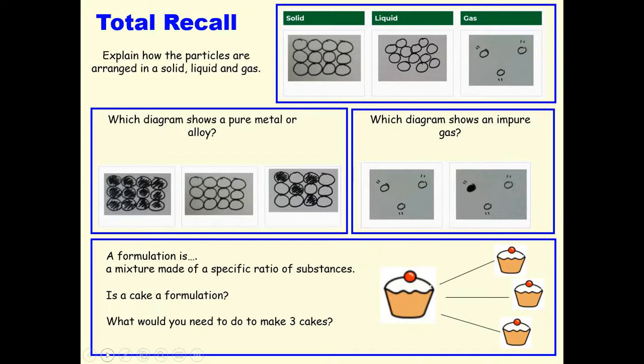What would you need to do to make 3 cakes? You would have to increase your formulation by 3, times it by 3. So take your ingredients and times it by 3. Well done if you got all of those right. No worries if you didn't.